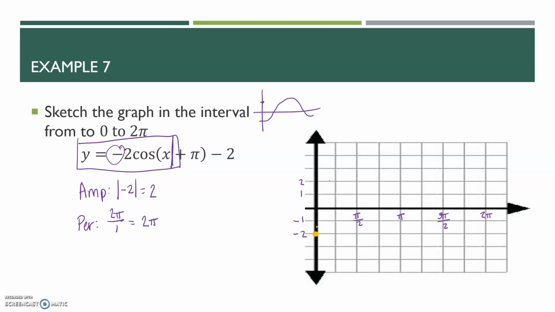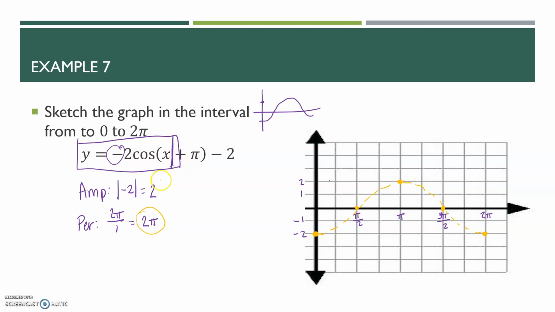Which means that with our cycle of 2 pi, if it starts at 0, it takes this long for this cycle to complete. So I'm going to go over to 2 pi, put a point there. Halfway between those is the maximum. And halfway between those it crosses, halfway between those it crosses. There we go.